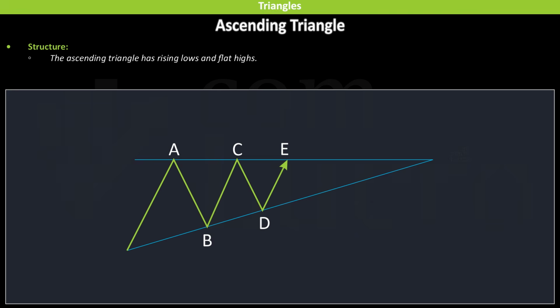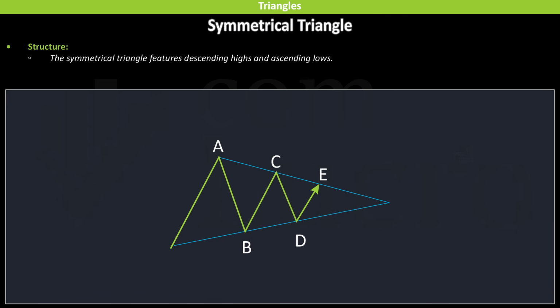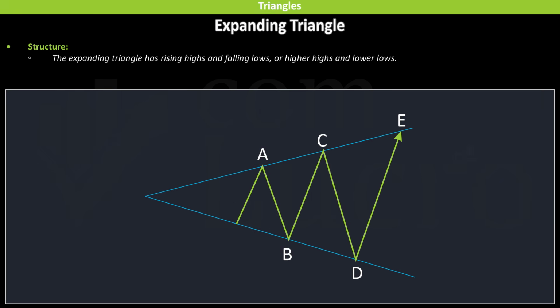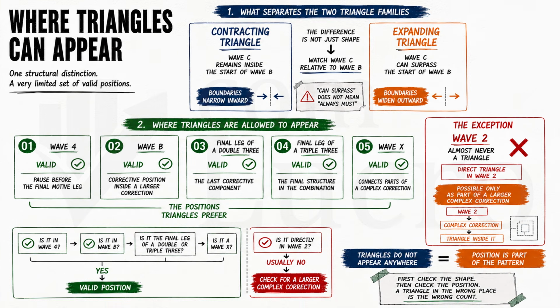The shapes are easy to tell apart. The ascending triangle has rising lows against flat highs. The descending has falling highs against flat lows. The symmetrical has falling highs and rising lows. And the expanding has rising highs and falling lows, higher highs and lower lows at once. One distinction separates the two families.